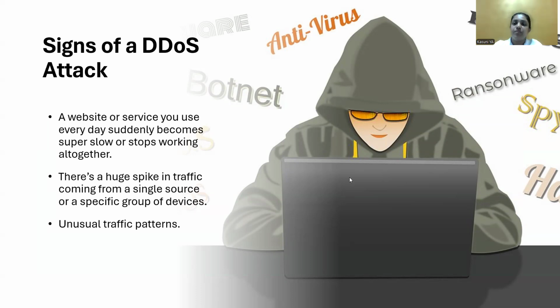So next, how do you know if a DDoS attack is happening? Here are some warning signs. A website or a service you use every day suddenly becomes super slow or stops working altogether. It's like trying to open a door that's jammed shut. Second, there's a huge spike in traffic coming from a single source or a specific group of devices. Imagine getting hundreds of calls from the same number in just a few minutes. It's very suspicious, right? Likewise, the third sign is unusual traffic patterns, like sudden surges at odd hours, like 3 a.m., when no one should be that active.